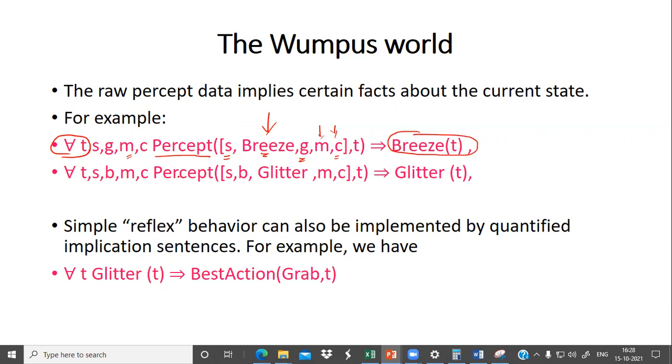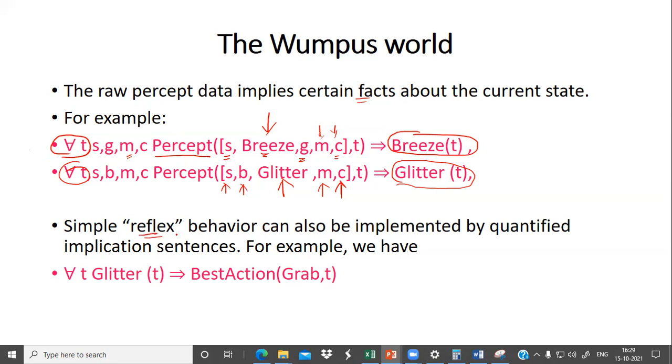Similarly, at whichever time the agent has sensed only glitter, there is no stench, there is no breeze, there is no bump, and there is no screaming. So in all those times we can conclude that it is glitter, right? So basically, this statement says that from whatever the agent perceives, we can infer certain facts.